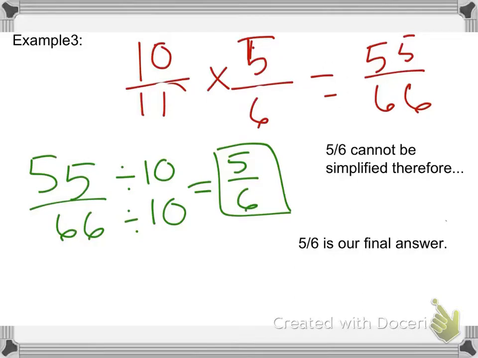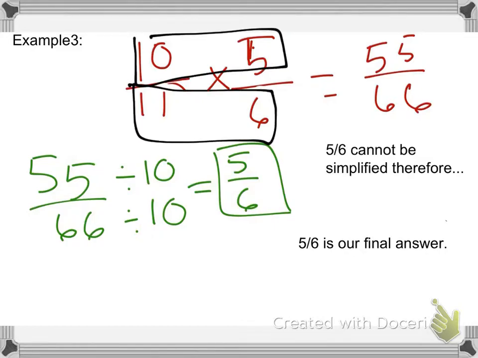Alright guys, so example 3 is going to be our last example. We have 10 over 11 times 5 over 6. Remember, what we have to do, we have to multiply the numerators first, and then multiply the denominators. So 10 times 5 is equal to 55, and 11 times 6 is equal to 66. Now, obviously, that is not in simplest form.